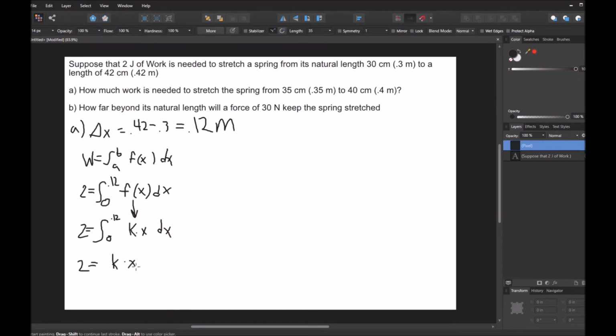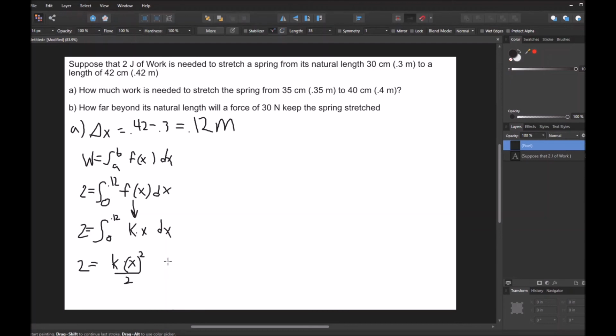times x, and this x is going to be squared, and the k and the x are going to be over 2. And the reason for that is because k is a constant, and the antiderivative of x is 1/2 x squared. So think about it like this: we would have k times 1/2 x squared, and then we can just simplify it by writing it this way. So it's just a simplified version of finding the antiderivative.